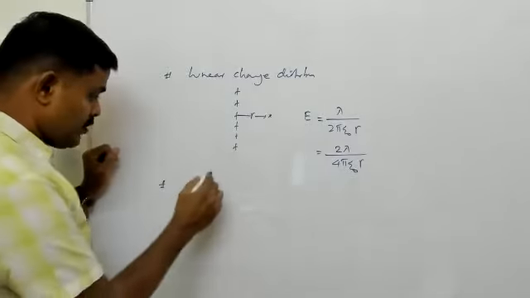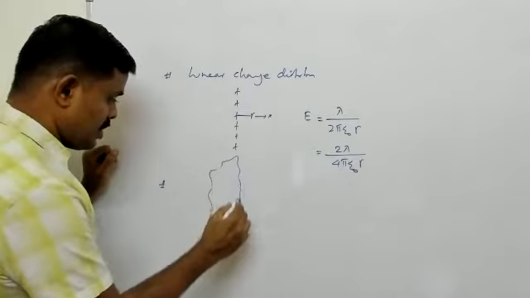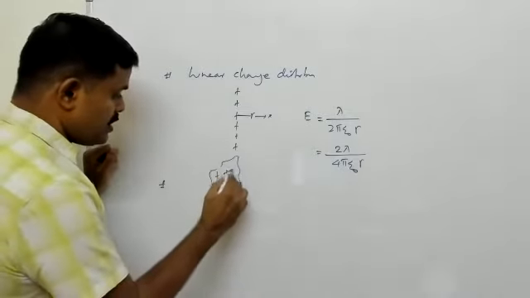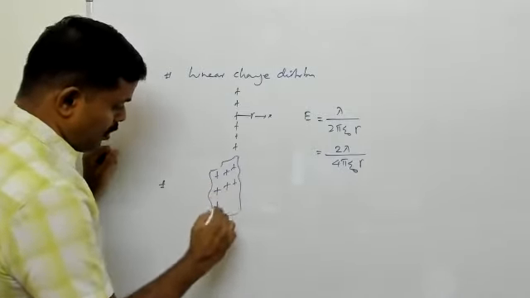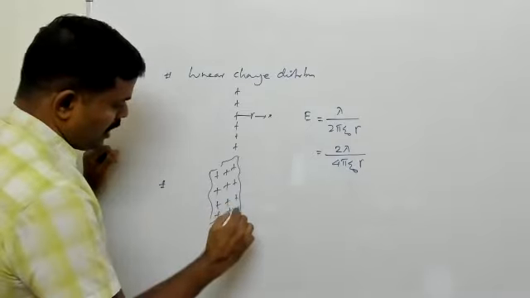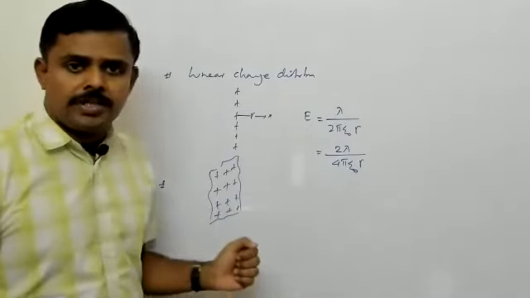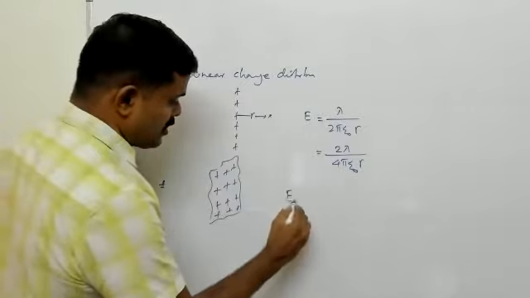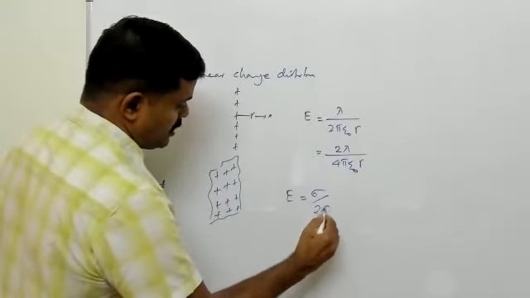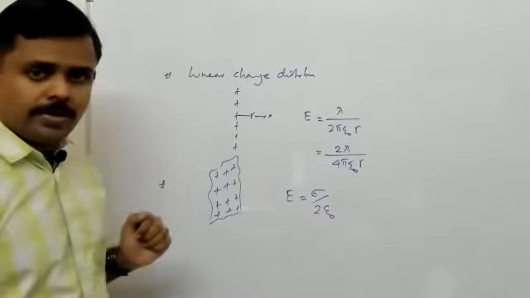Field due to a thin sheet of charge. Thin sheet means like a paper from your notebook, okay? I take a paper and I give charges to it. As you can see, this is surface charge distribution, for which the field is sigma by 2 epsilon 0.